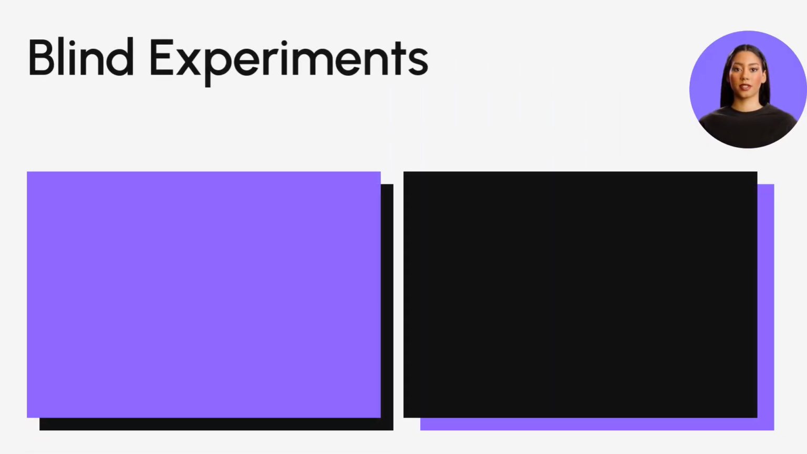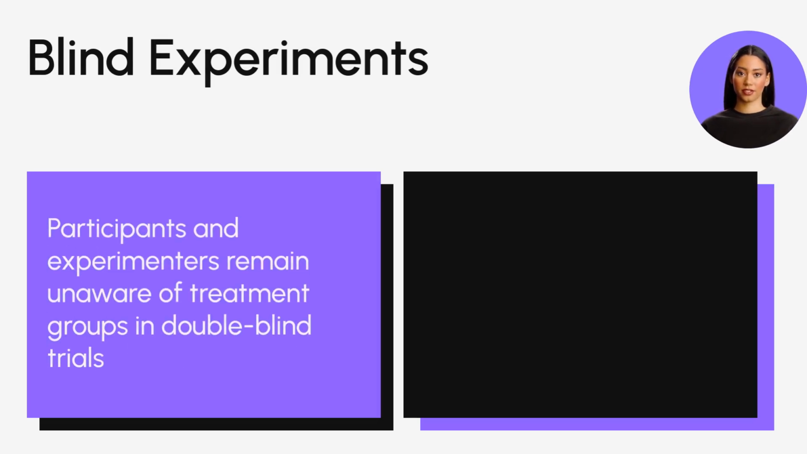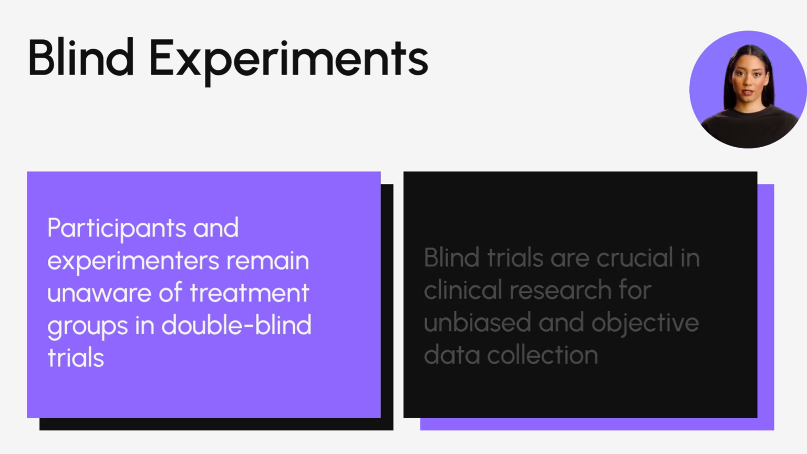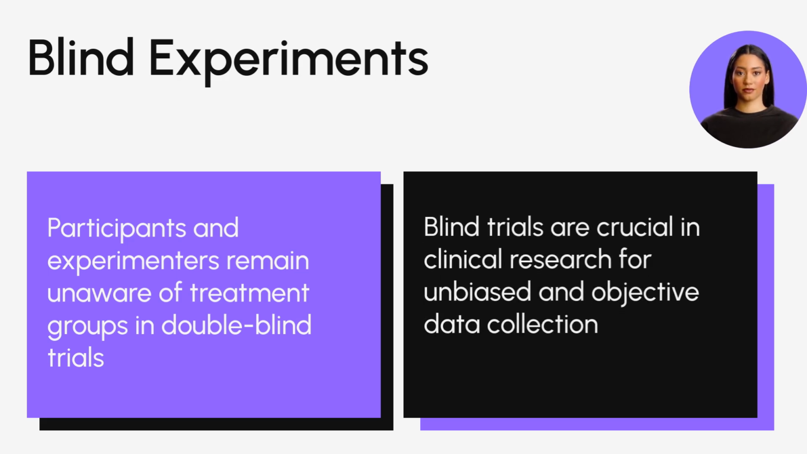Blind experiments keep participants unaware of their treatment group. Double-blind trials keep both participants and experimenters unaware. This minimizes bias and ensures objectivity in results. Blind trials are common in clinical research. They are vital for unbiased data collection.